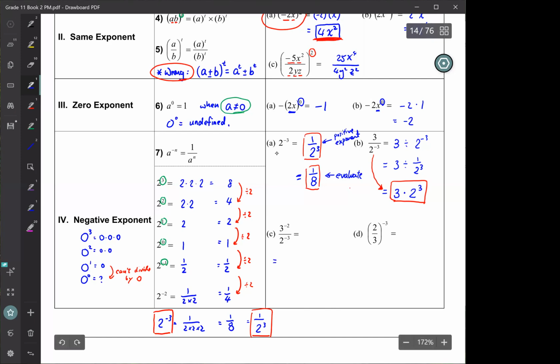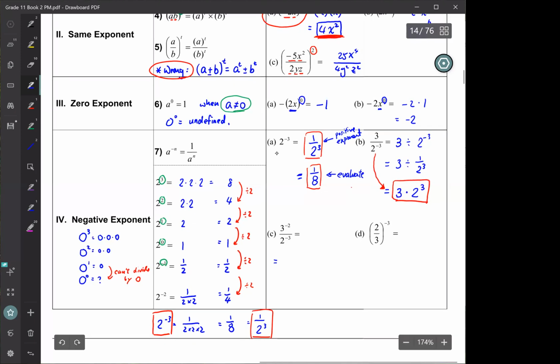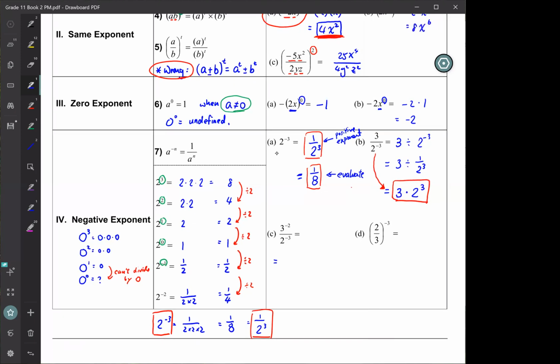They are on different sides. Okay, Marcus, what do you think we can do now for question C? I don't know. They both get negative exponent.